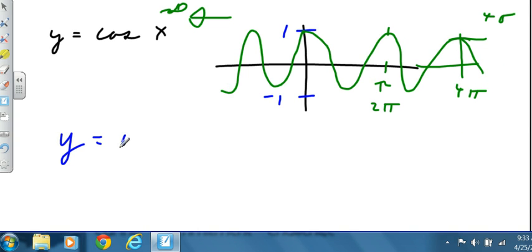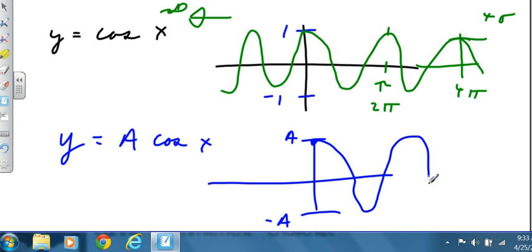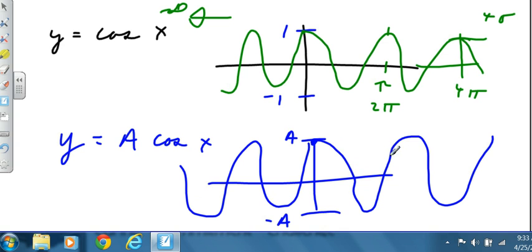So y is equal to a cosine x. Now I can go all the way up to a, all the way down to minus a. I still start at 1 times a, which is a. I'm going to go down, come up, go down, come up, in both directions, plus or minus infinity. And at whatever the period, in this case 2 pi, I'm going to start repeating myself.